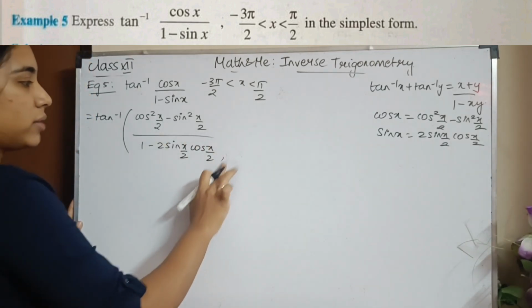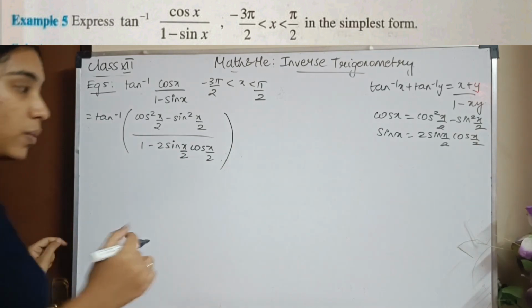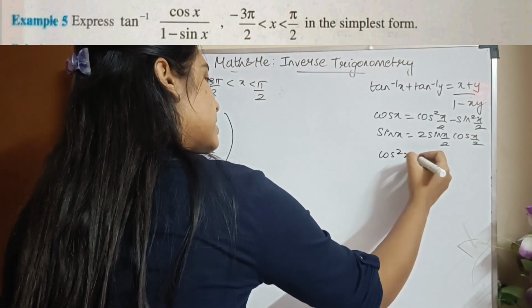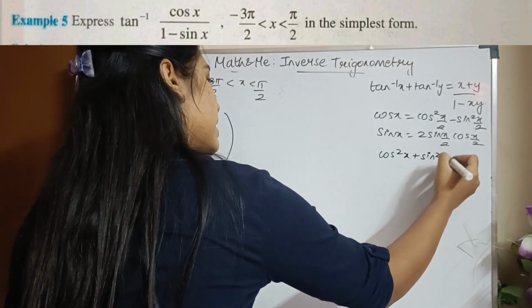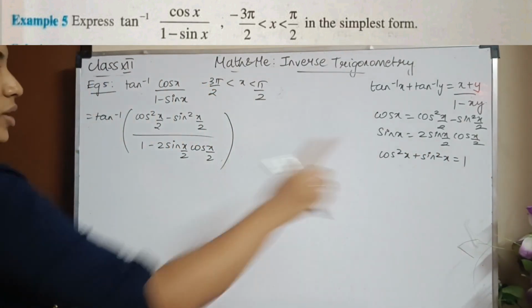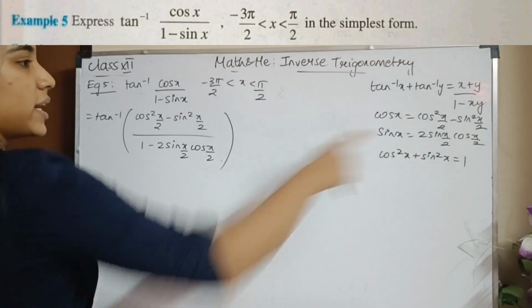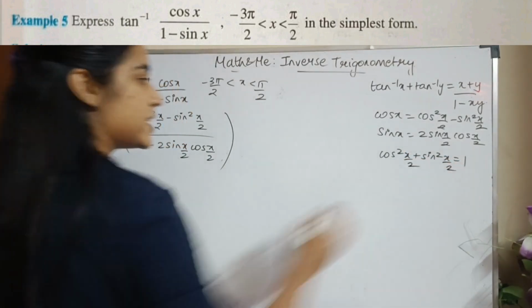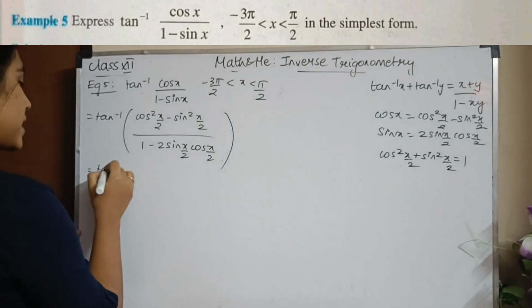How can I write my 1? How do we take 1? 1 can also be written as, what do I know? Cos square x plus sin square x equal to 1, you know. So I can also write my 1 as cos square x plus sin square x, or I can also write it as cos square x by 2 plus sin square x by 2. Shall we take it like this? So what is my next step?